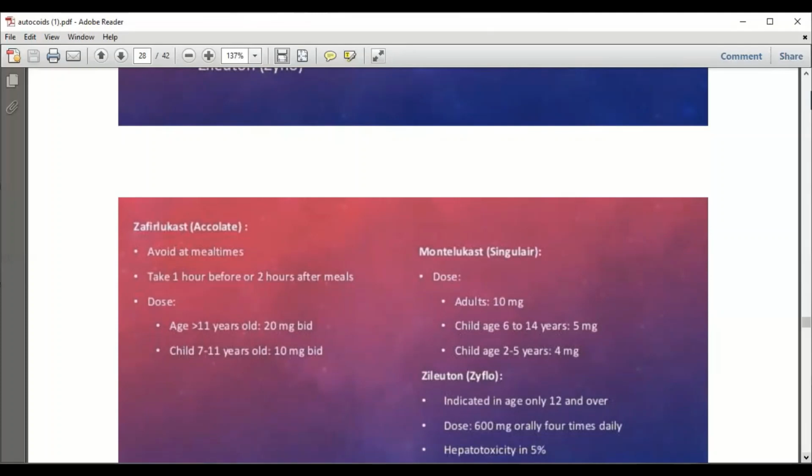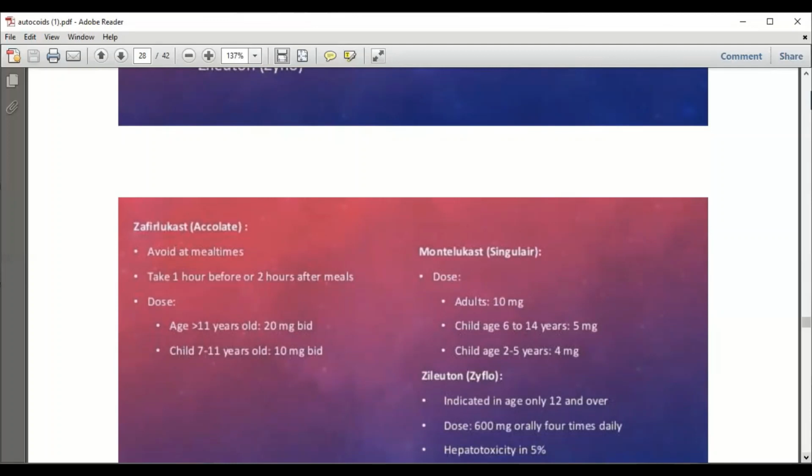Then you have montelukast, where the dose is 10 milligrams in adults. For a child aged 6 to 14 years, you give 5 milligrams, and for a child aged 2 to 5 years, you give 4 milligrams. Then you have Zyflo, which is indicated for those 12 and above, and the dose is 500 milligrams orally 4 times daily.